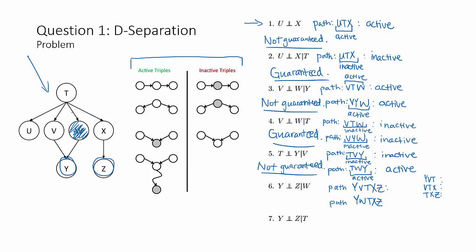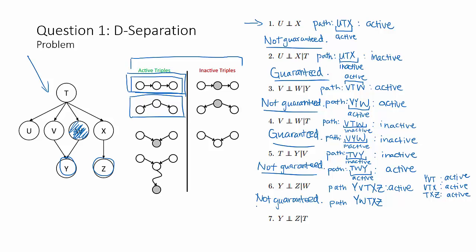YVT, this is a causal chain triple with the middle node unobserved, and so it's an active triple. VTX is a common cause triple with the middle node unobserved, and so it is also active. And TXZ, again, it's a causal chain triple with the middle node unobserved, so this is also an active triple. Because all triples along this path are active, this whole path is active. And so since we have already found at least one active path between Y and Z, we can already say that it's not guaranteed that Y and Z are conditionally independent given W.